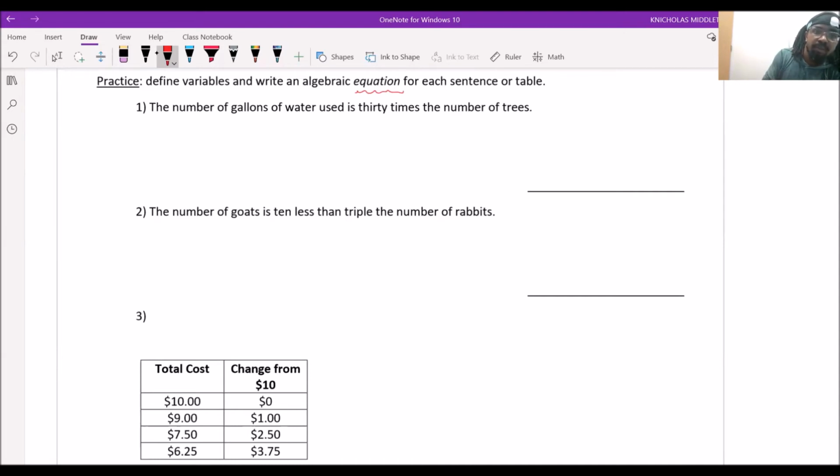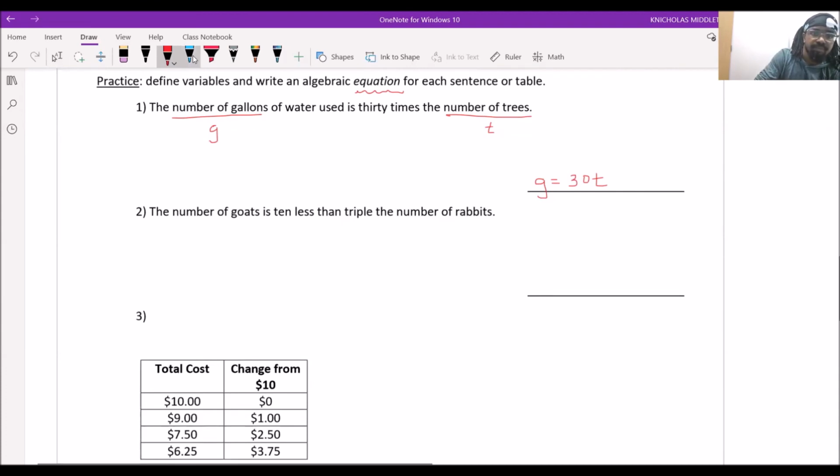So here we go. The number of gallons of water used is 30 times the number of trees. So the number of gallons of water, call that G. Number of trees, call that T. The number of gallons of water used is 30 times the number of trees. So gallons of water used is 30 times the number of trees. I wrote an algebraic equation for the sentence.